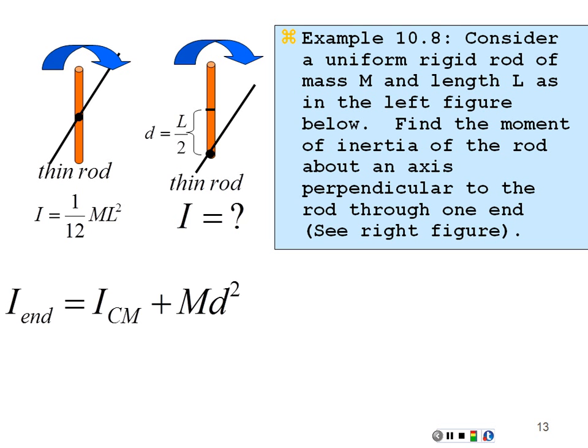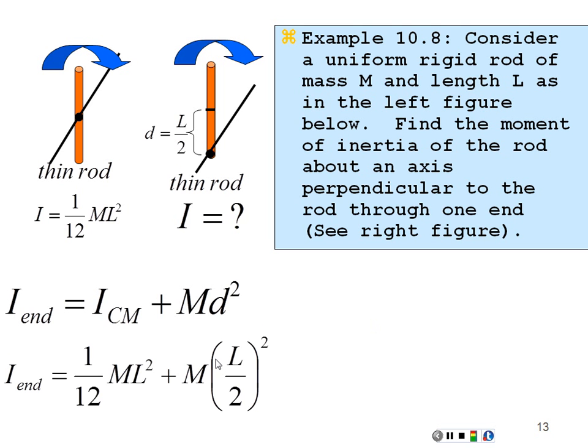So we know from the parallel axis theorem that the moment of inertia about the end of the rod will be the moment of inertia about the center of mass plus md squared. d is the distance that we move our axis from the center to the end, so that's going to be equal to L divided by 2 as we move the axis down here. So our d is in fact L divided by 2.